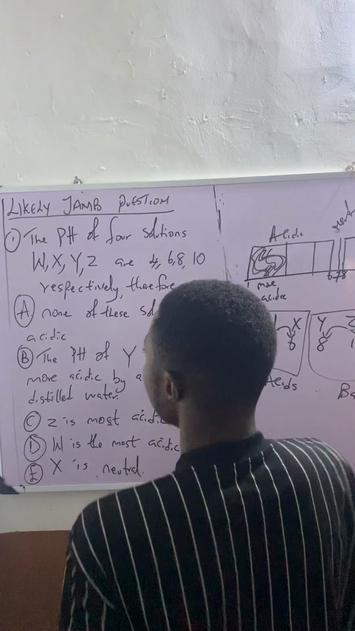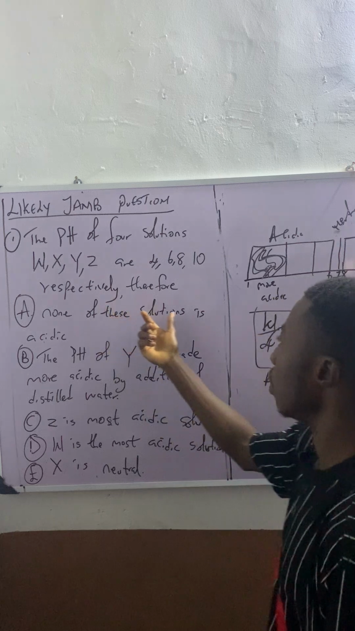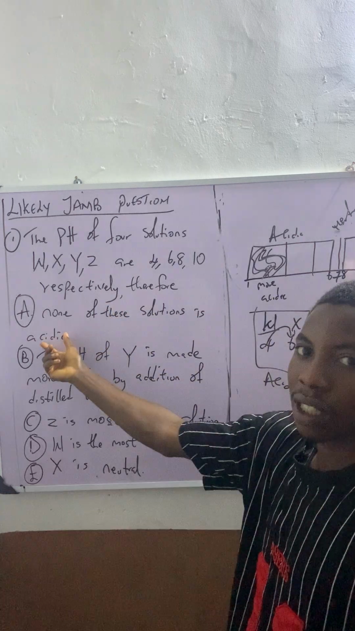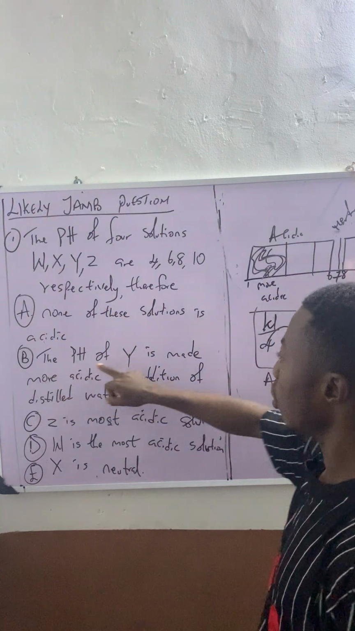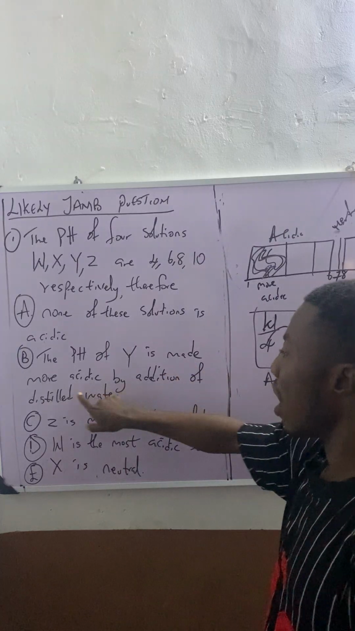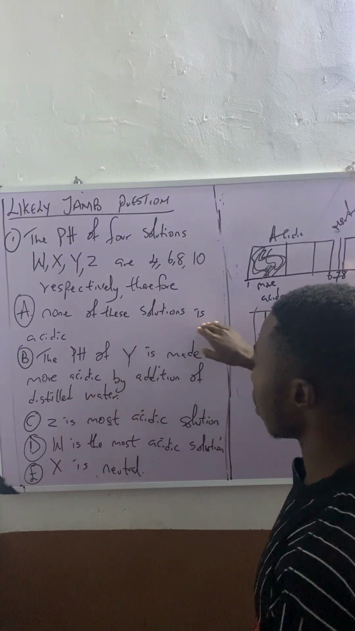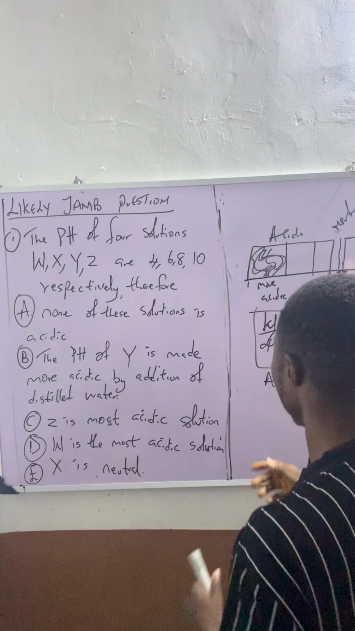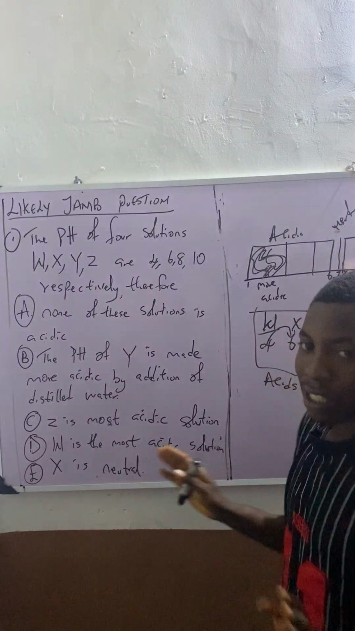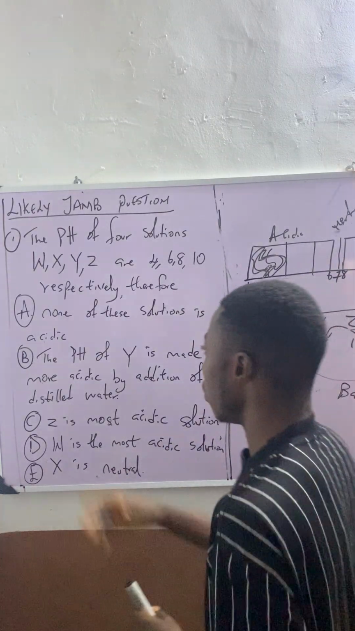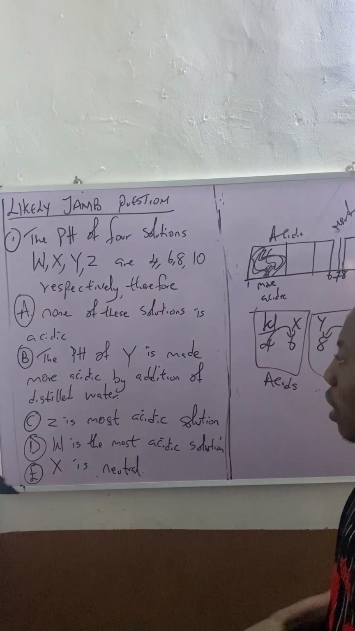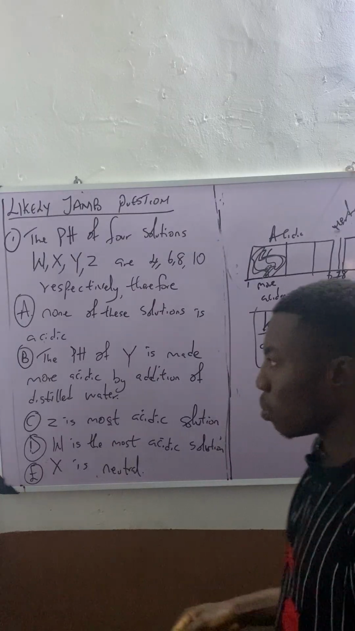Now let's go on. So A here said none of the solutions is acidic. But you know it's a lie because we know that 1, 4, and 6 are acidic. True or false? False. Now B said the pH of Y is made more acidic by addition of distilled water.